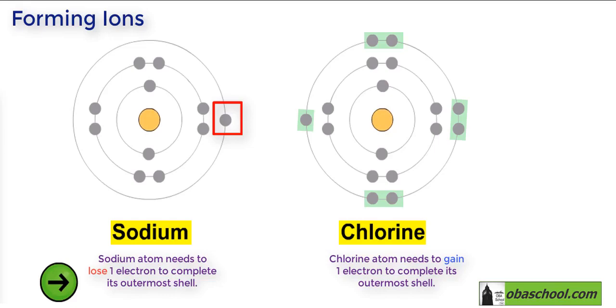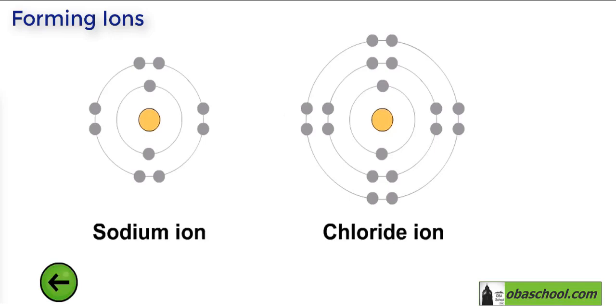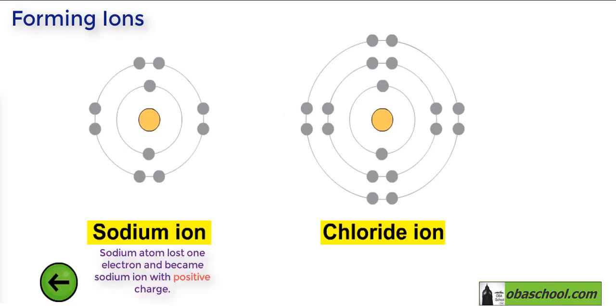So, what happens is that 1 electron from sodium is transferred to chlorine atom, therefore forming a sodium ion and a chloride ion. Sodium atom lost 1 electron. So it lost negative charge. That's why sodium ion has a positive charge. However, chloride ion gained negative charge. So it's a negative ion.